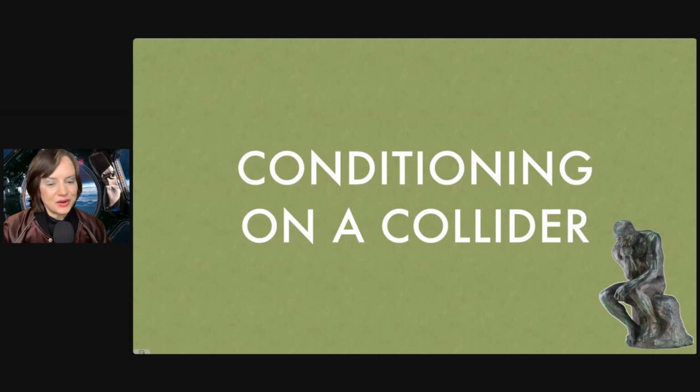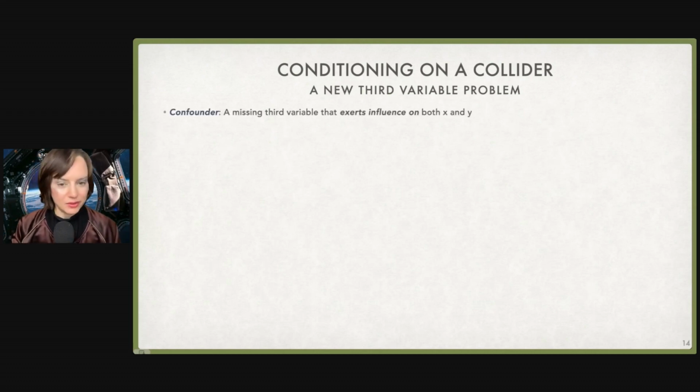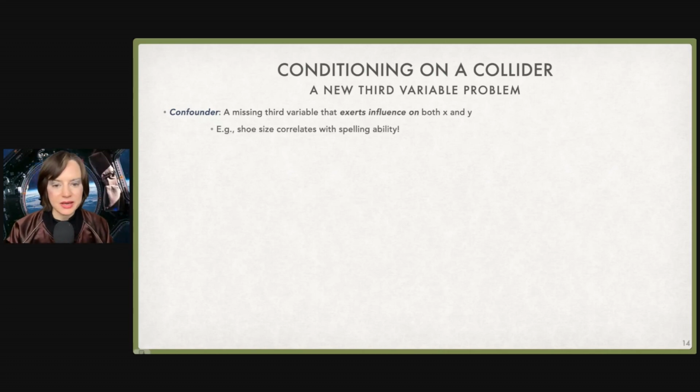Up next, we are going to condition on a collider, the final and most brain agonizing challenge to inference that we're going to cover in this course. Conditioning on a collider is a new third variable problem. A confounder, you may recall from our simpler days of yore, was a missing third variable that exerts an influence on both X and Y.